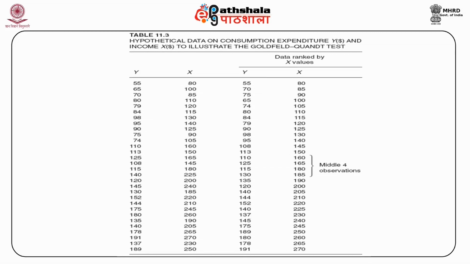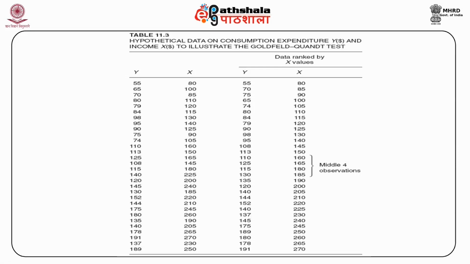Suppose we suggest that the consumption expenditure is linearly related to the income, but heteroscedasticity might be present due to pooling of different income groups in the data. So now we try to detect the heteroscedasticity by using the Goldfeld-Quandt test. We start by dropping the middle four observations and get the following OLS regression results.